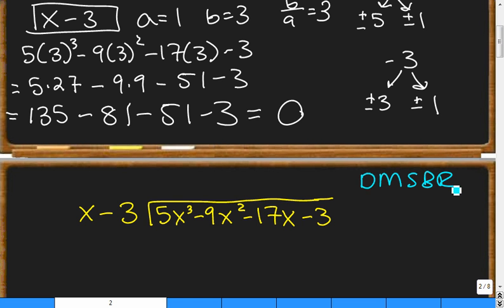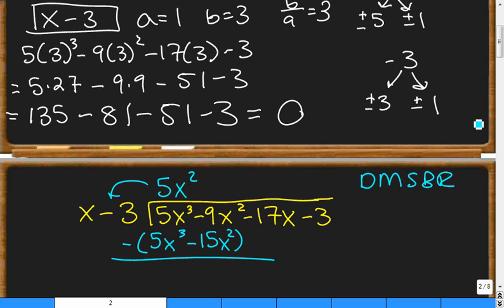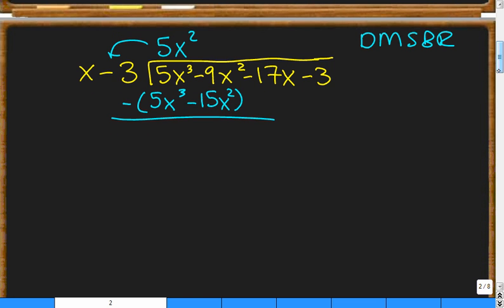So the first thing is we have to figure out, what do I multiply x by to get to 5x cubed? Well, that's going to be 5x squared. You then multiply down by each. So this should be 5x cubed. This is going to make negative 15x squared. And then we subtract. So when we subtract, this becomes 0 as normal. And then we have negative 9x squared minus a negative 15x squared. So that switches. This becomes 6x squared. And then we borrow our terms from the top. And we're going to repeat.